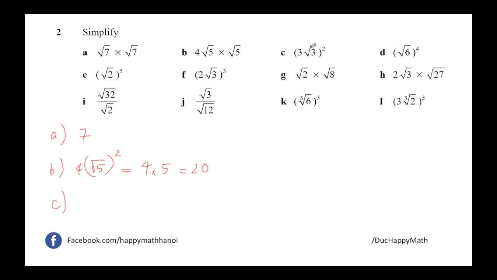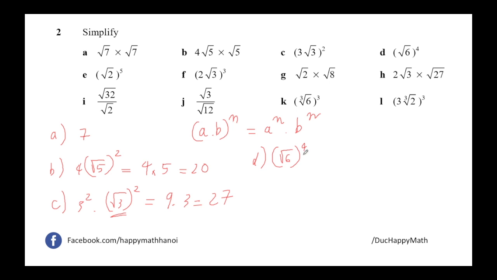You have the 2 outside of the bracket, so when you break inside the bracket, you take A times B with n outside, so you can take A to the power of n and B to the power of n. So this means you get 3 squared times the square root of 3 squared, which equals 9 times 3, equal to 27. Good. Question D.